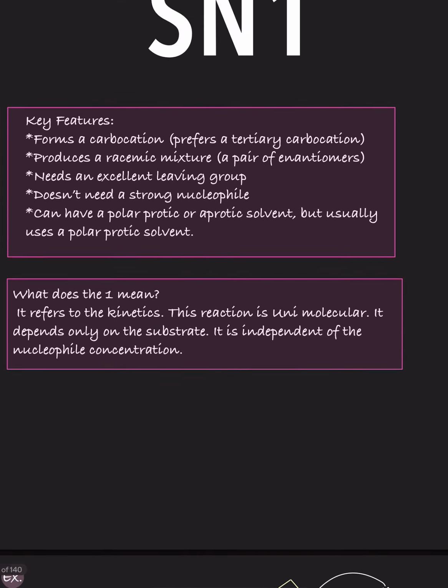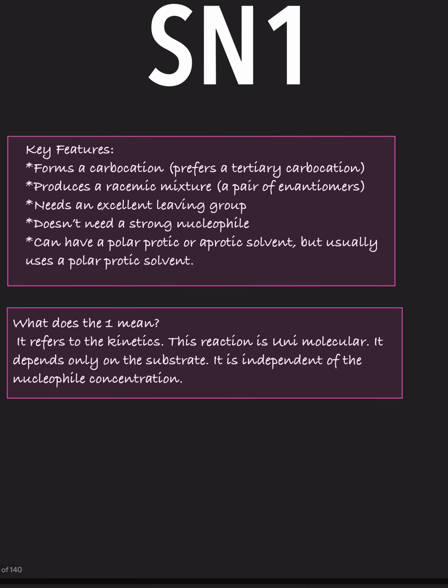You form your carbocation in the first step, and that is why you have multiple steps. It is not a concerted reaction like SN2. You have an excellent leaving group because, again, you want to form that carbocation. You don't need a strong nucleophile. Again, I showed you the example of having water or methanol. And again, this can happen in both solvents, but usually it's going to be a polar protic solvent. And if you think about it, since you have a carbocation, those protons kind of stabilize that carbocation, and that is why usually you have a polar protic solvent. And again, the 1 is for the kinetics, meaning that it is unimolecular, and it depends only on the substrate.